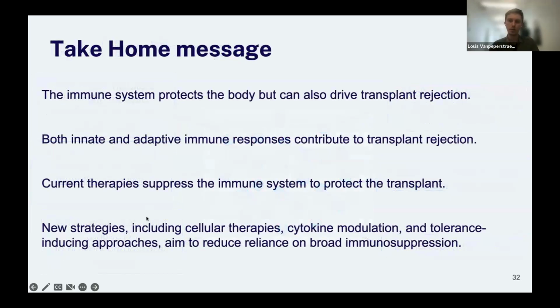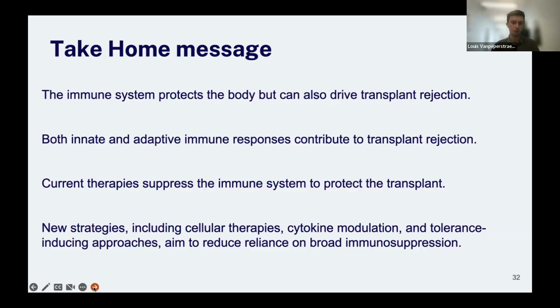Donc, qu'est-ce que vous pouvez retenir pour aujourd'hui? Eh bien, c'est d'abord que notre système immunitaire, il protège notre corps. Mais il y a aussi une autre facette de notre système immunitaire, c'est qu'il peut également conduire à un risque de rejet du greffon. Autre chose à retenir, c'est que notre système immunitaire est composé de deux pans, le côté inné et le côté adaptatif, qui tous les deux peuvent contribuer à ce risque de rejet de greffon.